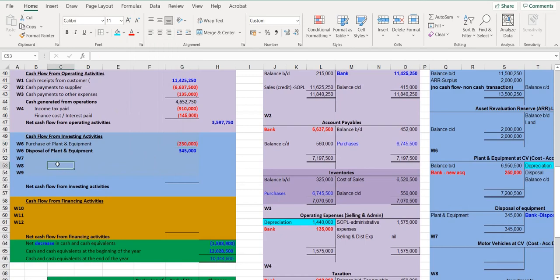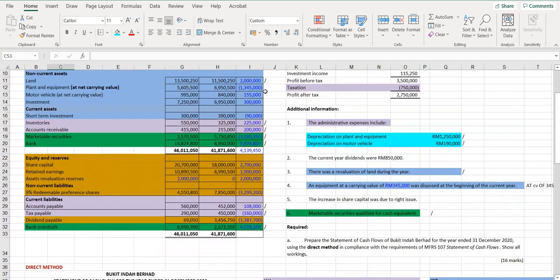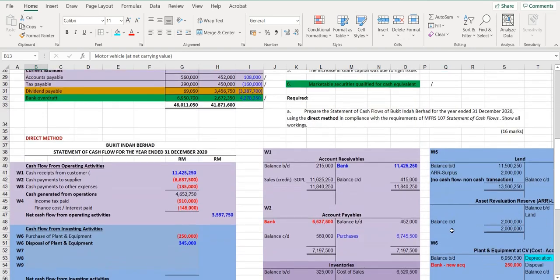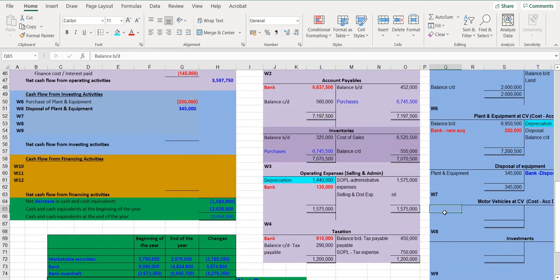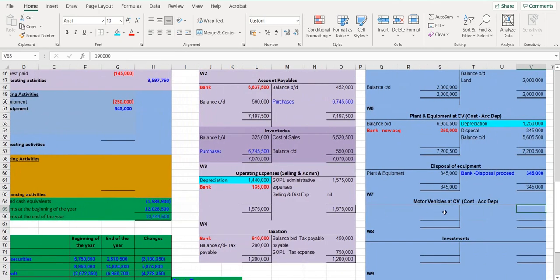Okay, next one is to find out the next item. We have done this, so now we will be doing our last one, motor vehicle. You can see for motor vehicle there was an increase of 155, and you need to go and find the motor vehicle account. Don't conclude that was straight away the acquisition, because remember motor vehicle will also add carrying value. So we will have to find out first: put the balance carried down, put the depreciation for motor vehicle. You can do this.